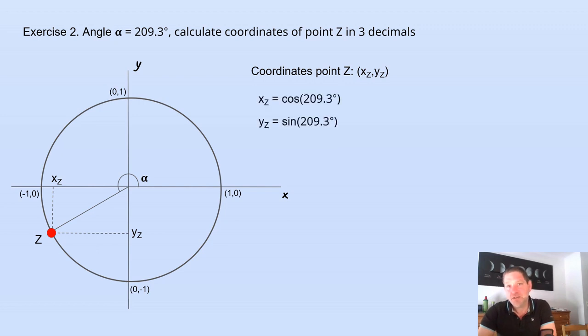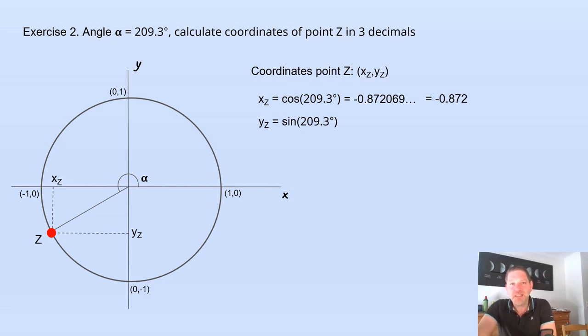Okay, xZ is the cosine of this angle, yZ the sine of this angle. We start filling it out. xZ is minus 0.87 and so on. This is probably correct because looking at the unit circle, you can see that it's very close to -1, which is consistent with this number. In 3 decimals, that would be minus 0.872.